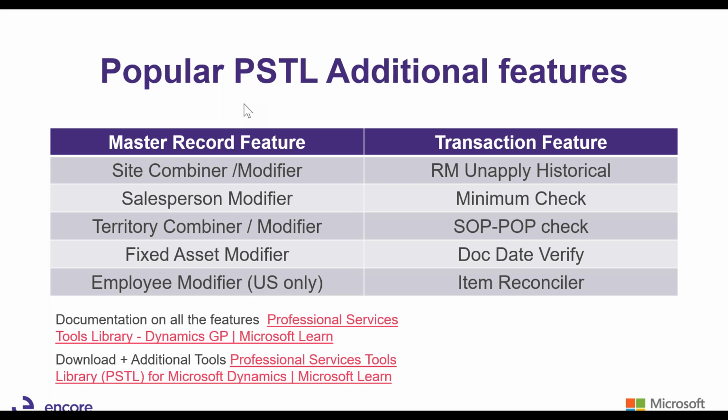Territories you can combine and modify. Fixed assets you can modify only, you cannot combine. And then there is an employee modifier, but that only works on US payroll. Okay, it does not work on Canadian payroll.